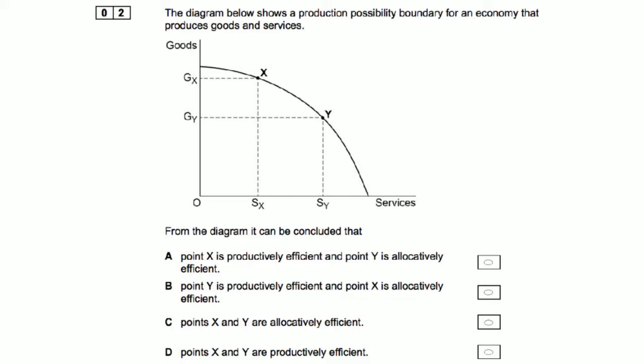So from looking at the diagram, we can see that point X and point Y are both on the production possibility boundary. Therefore, these points are both productively efficient.